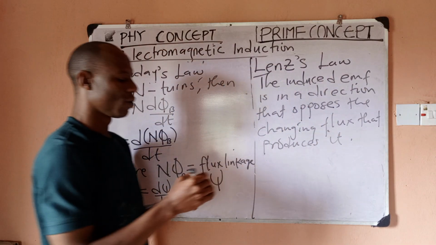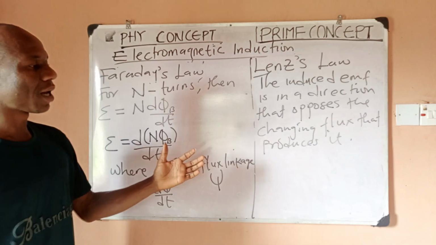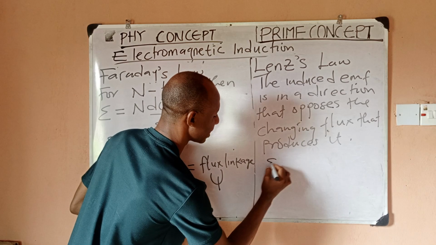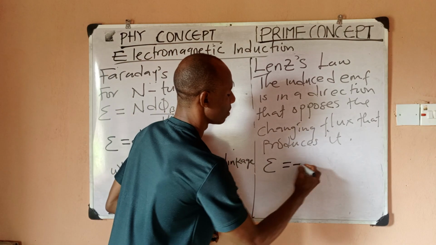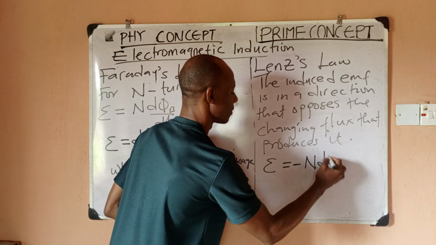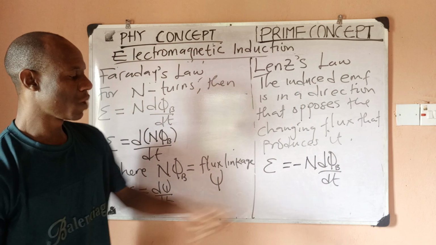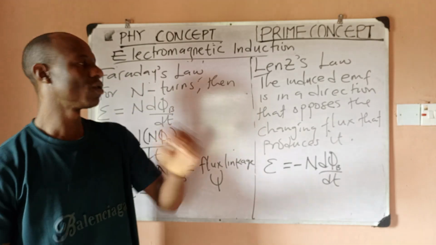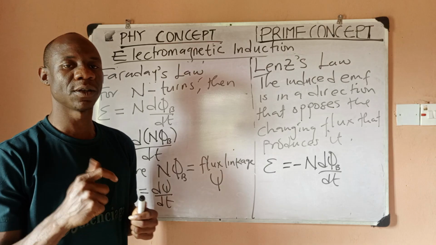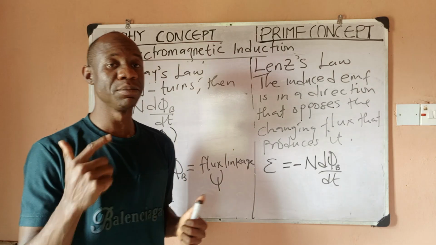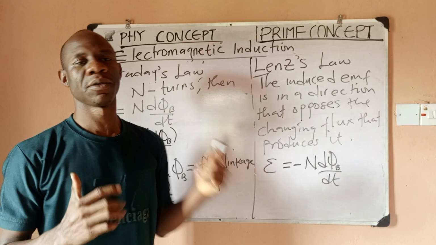So this is what we know as Lenz's law, and Lenz's law included into Faraday's law would now have a relationship like this. So this is now what we know as the new Faraday's law: EMF equals minus N d phi dt. So this is now Faraday's law, where this negative sign was introduced by Lenz's law, and the negative sign gives us the direction of the induced EMF. So it means that the induced EMF would always be opposite to the direction of the flux.